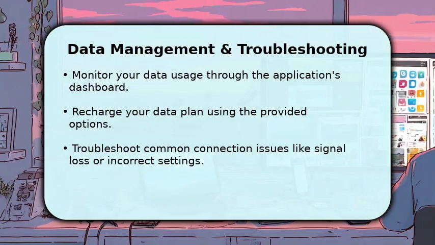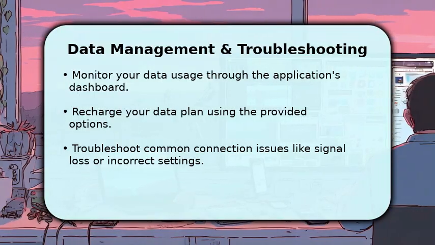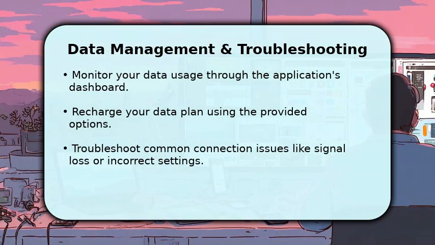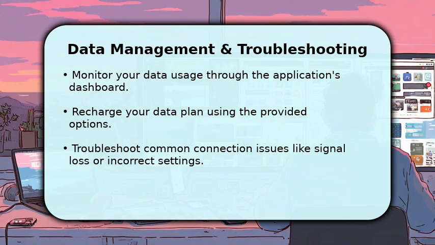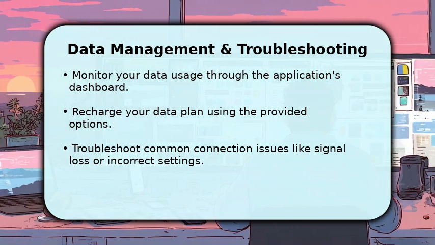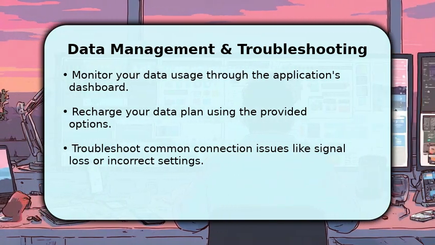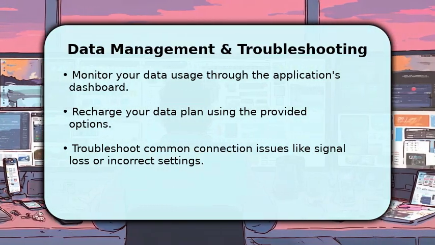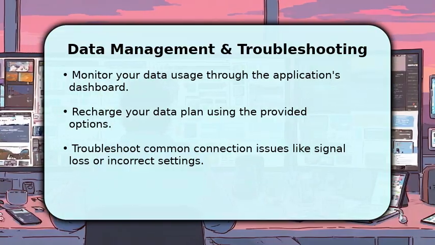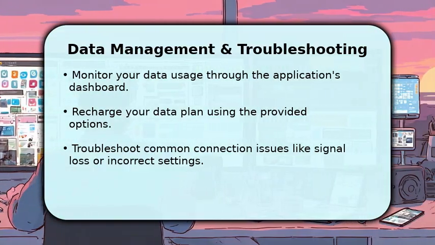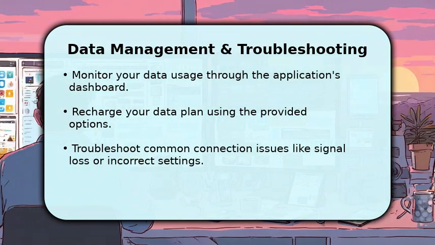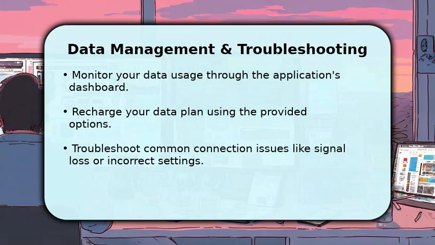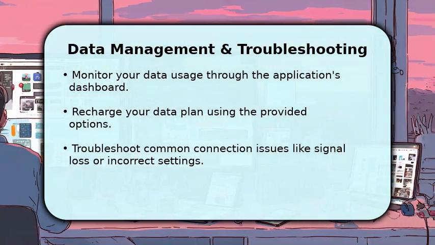The geodata card application provides a comprehensive dashboard to monitor your data usage, helping you stay within your plan limits. When your data runs low, you can easily recharge directly through the application or the Geo website. If you encounter connection issues, first check the signal strength displayed in the app. For persistent problems, ensure your settings are correct or reach out to Geo customer support for expert assistance.